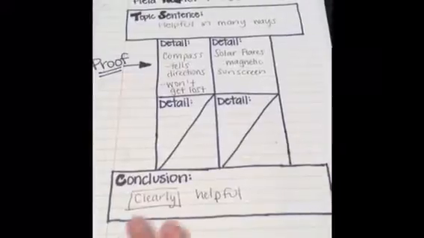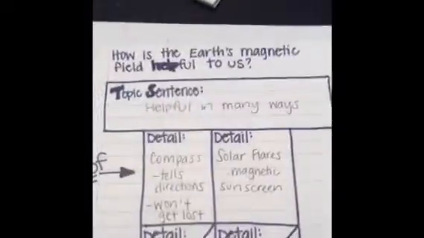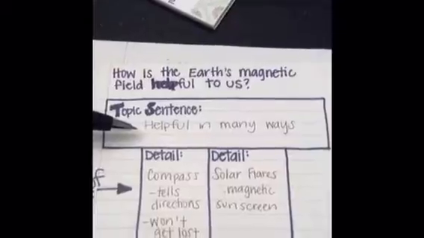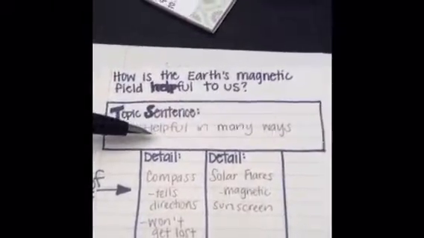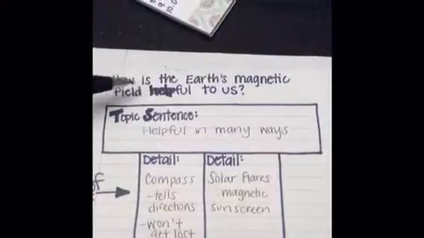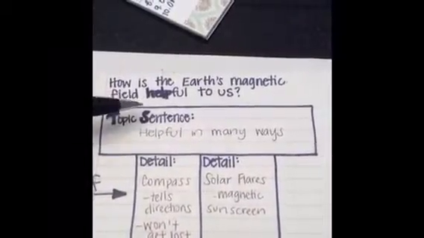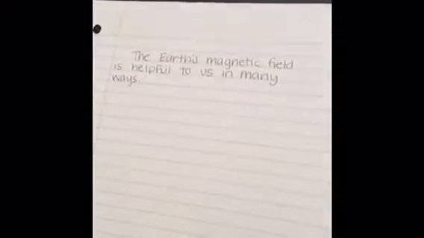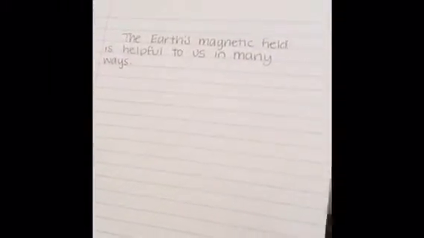The first thing we're going to focus on is the topic sentence. I have to take this and turn it into a complete sentence using my notes. So if we have to answer the question, how is the Earth's magnetic field helpful to us? I can say in a full sentence, the Earth's magnetic field is helpful to us in many ways. Don't forget that this is a new paragraph, so we need to indent. So now I've taken my note of helpful in many ways, turned it into a complete sentence with an indentation. The Earth's magnetic field is helpful to us in many ways.